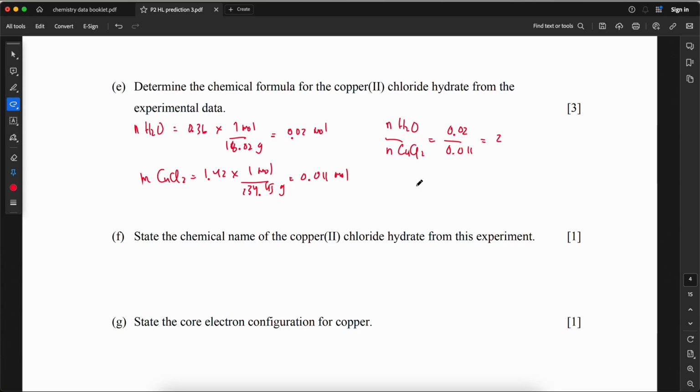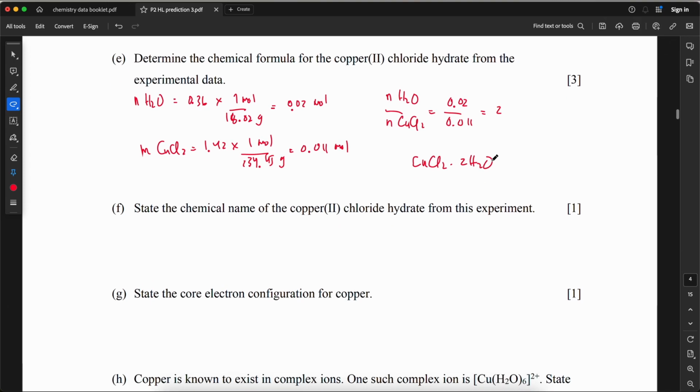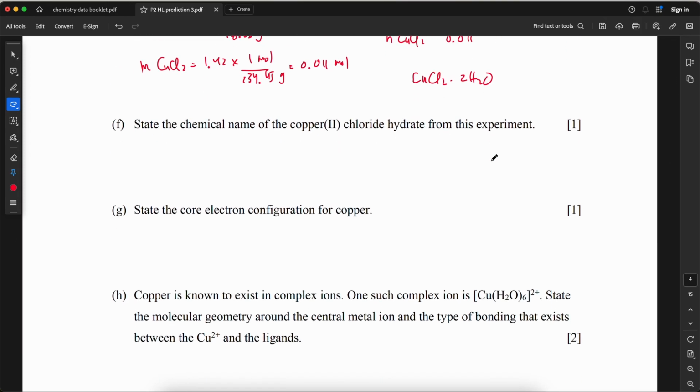So the chemical formula for the copper 2 chloride hydrate will be CuCl2·2H2O. State the chemical name of the copper 2 chloride hydrate from this experiment. The name is copper(II) chloride dihydrate, because it's 2, so it's di.